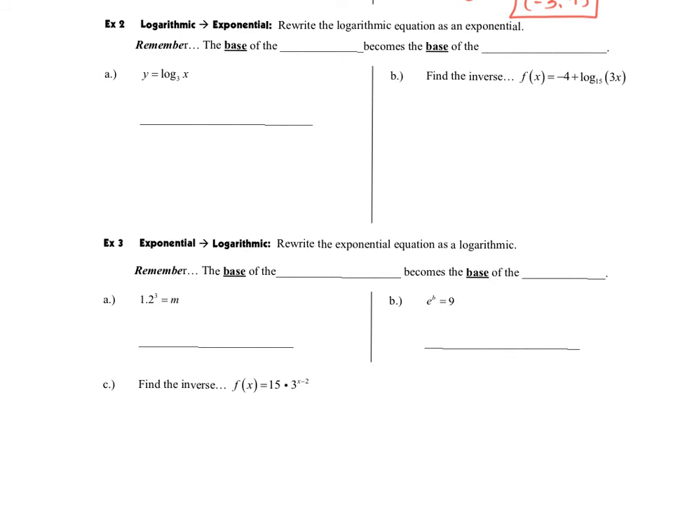Now let's work with moving back and forth. A couple reminders here from your Algebra 2 classes: the base of a log will become the base of an exponential. And the big thing that we want to be thinking about throughout this entire unit as we're working with logs and exponentials is they are simply inverses of each other. We just really want to get our head around that.